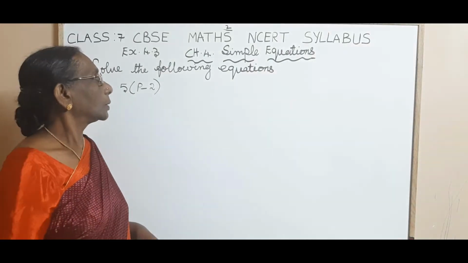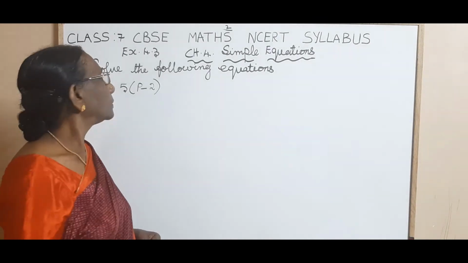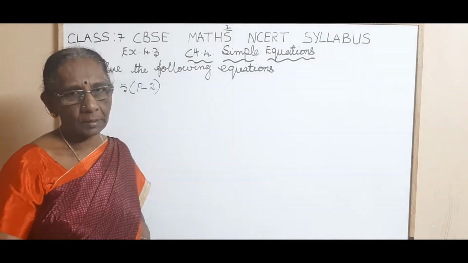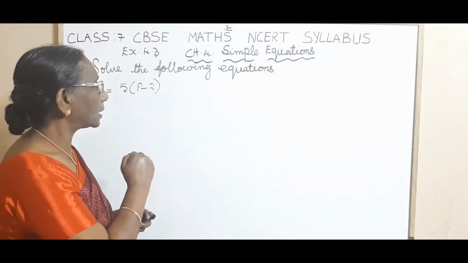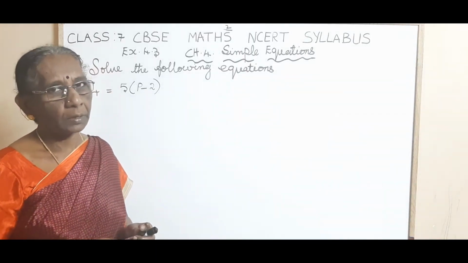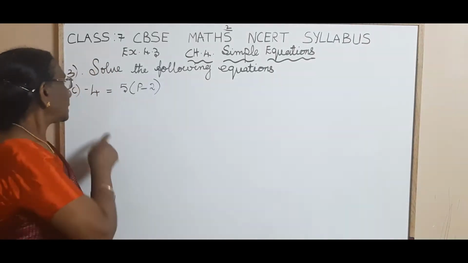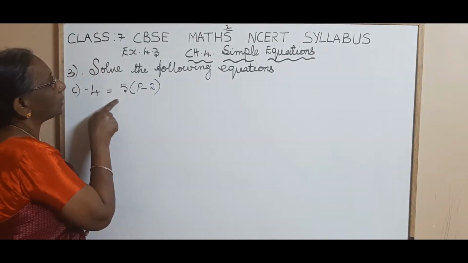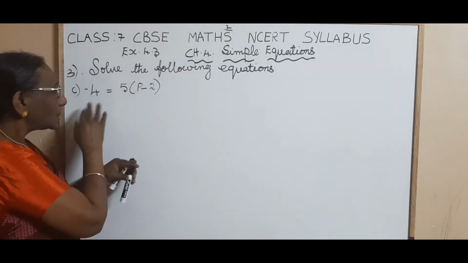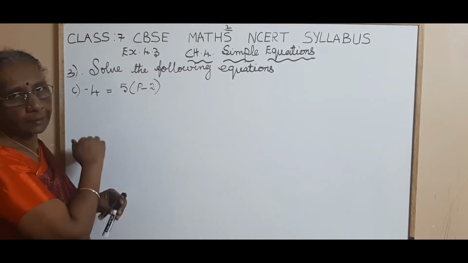In this session, we are going to continue the same chapter 4, simple equations, and we are going to do sum number 3. Solve the following equations. So here in this question 3, again the difficulty level is somewhat increased. Okay, children, what is the extra step you have to do in this? See the question, it is minus 4 is equal to 5 into p minus 2. Okay, so here the LHS and RHS are interchanged.